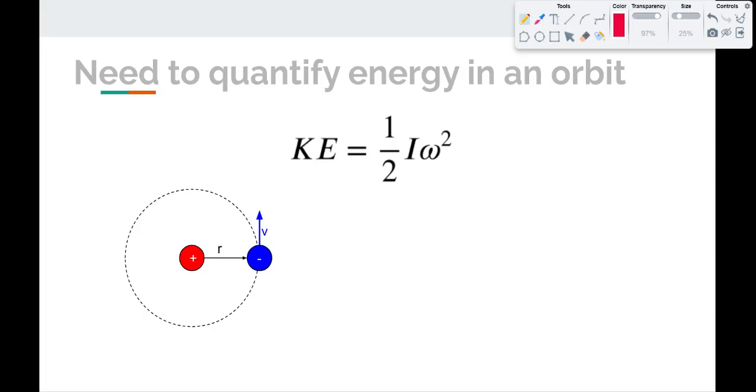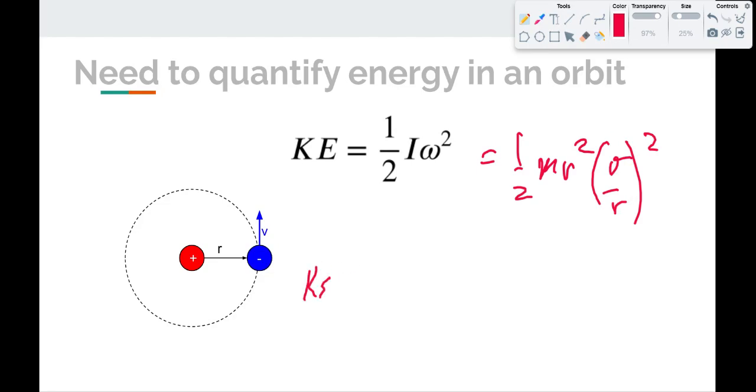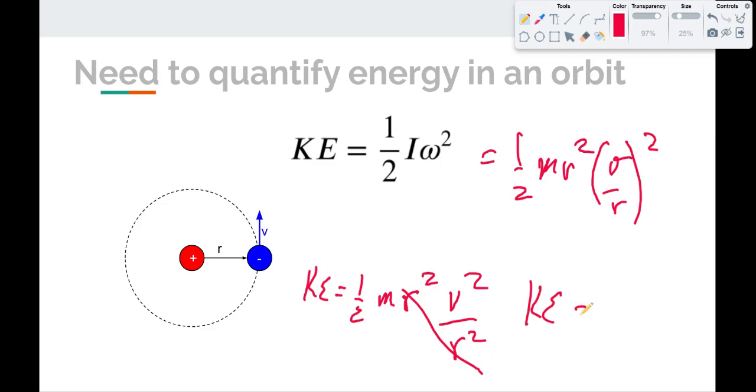So if you put that together, remember I is m r squared, and remember omega is the ratio of v over r, so that's squared. So you put this all together, and you're going to get that the kinetic energy is 1/2 m r squared times v squared over r squared. And the r squareds cancel, and so the kinetic energy of this particle is m v squared over 2.